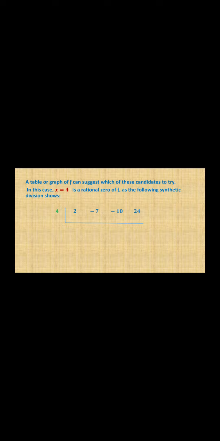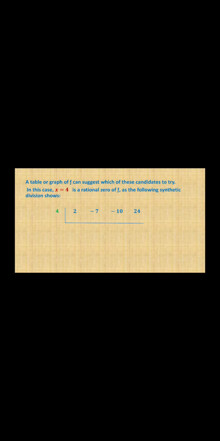So here we will use synthetic division. We will check dividing at x equals 4. A table or graph of f can suggest which of these candidates to try. Graphically, we can determine from the graph of the function that x equals 4 is a rational zero of f, and the following synthetic division shows it. We will divide here 2, negative 7, negative 10, and 24, the coefficients of the polynomial, by 4.